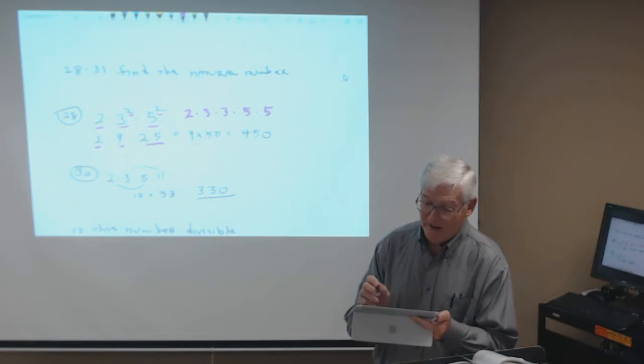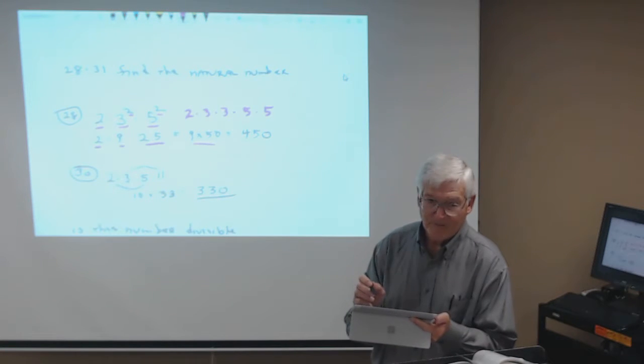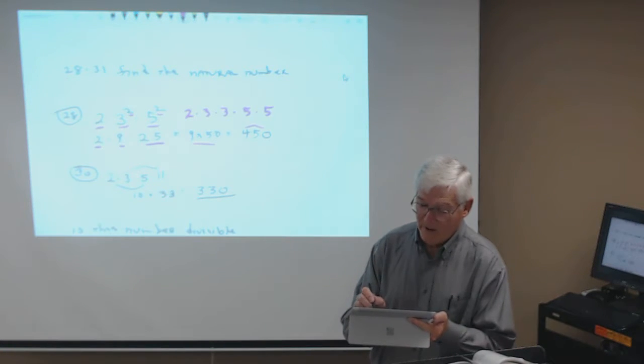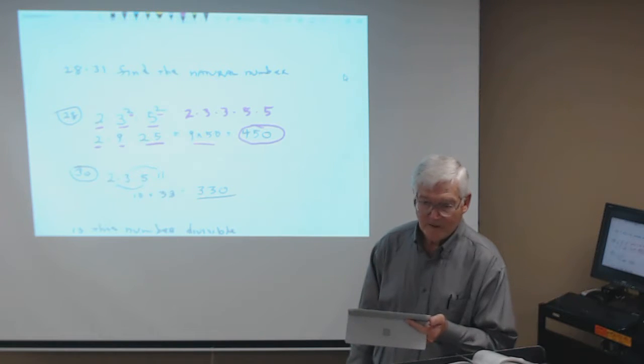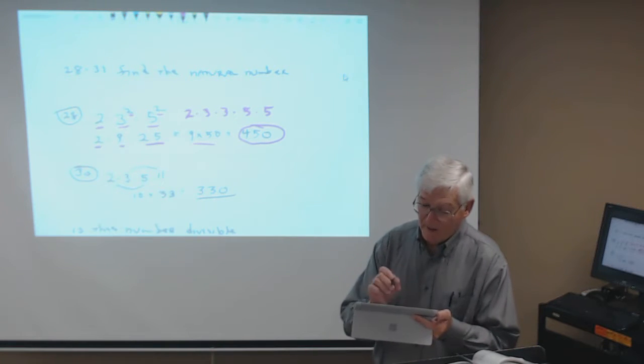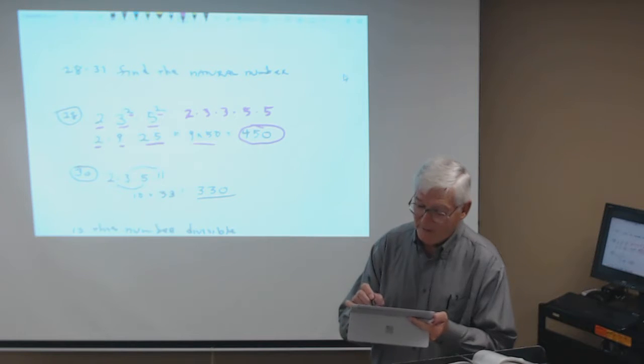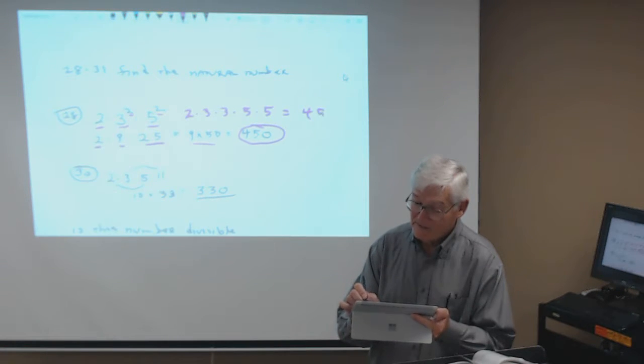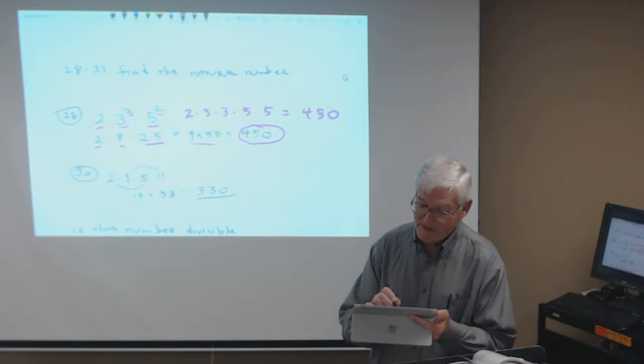What's 2 times 9 times 25? Well, that's the same as 9 times 50. And what would that be? 450. So, 2 times 3 times 3 times 5 times 5 equals 450. Do you like that?